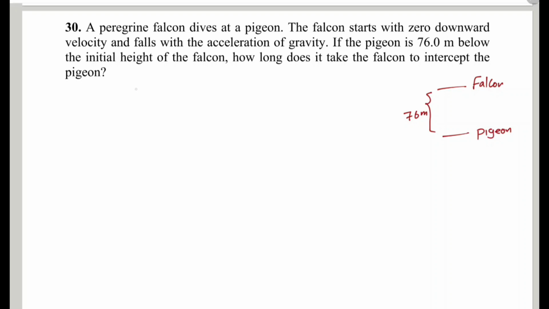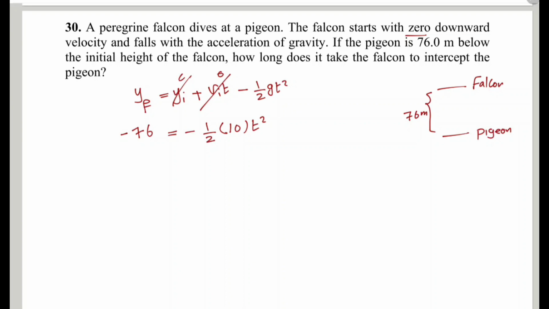Now y final in this case equals y initial plus the initial velocity times t minus half g t squared, and starting from rest, as mentioned right here, minus 76, with minus because it's below the reference point, equals minus half 10 t squared, and you will find that t equals 4 seconds.